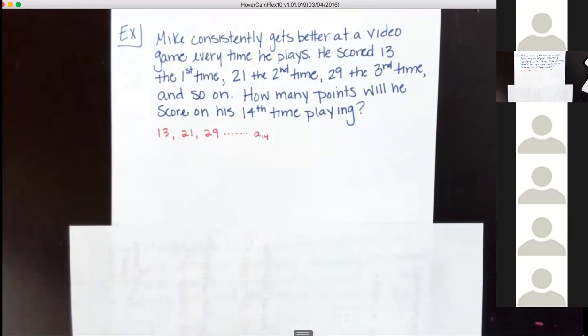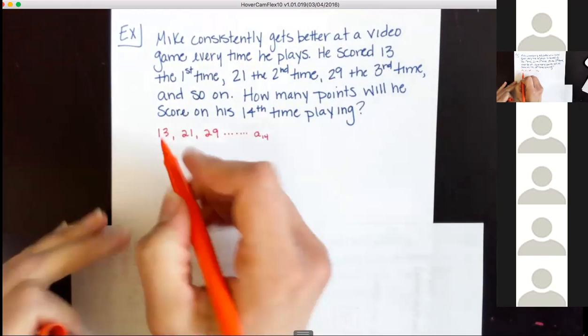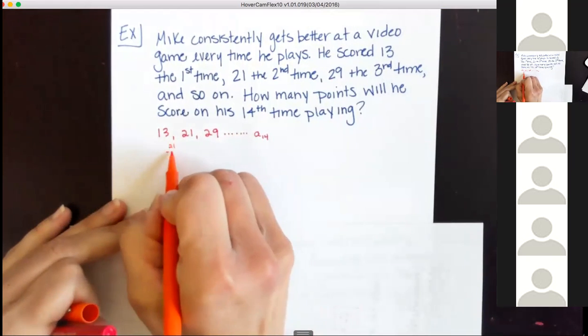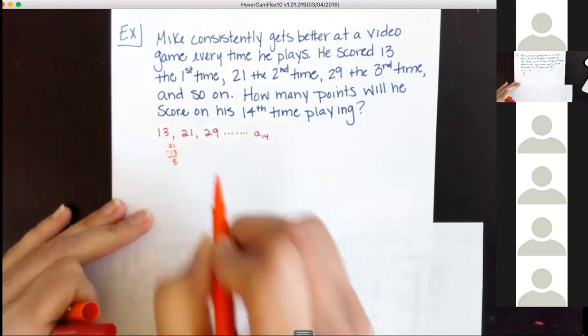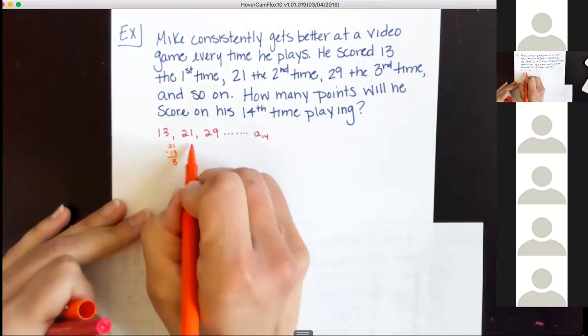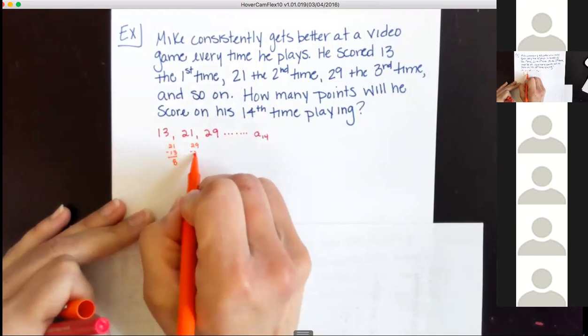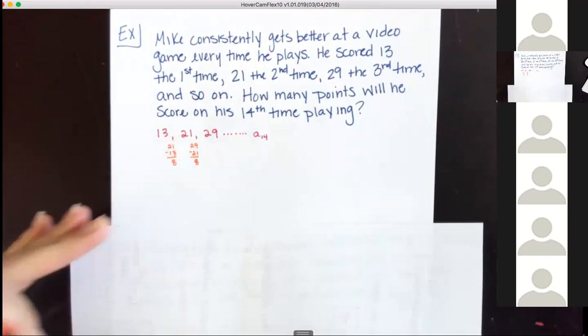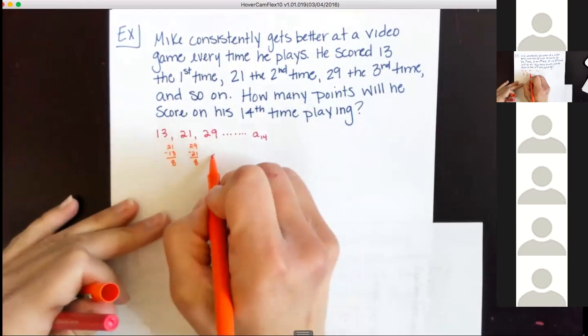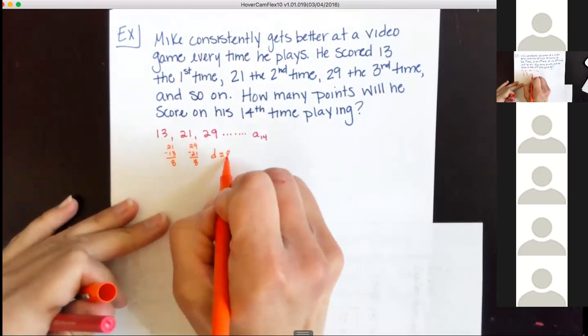So what I want to do is see, do I have this common difference? Well, 21 minus 13 is 8. And 29 minus 21 is 8. So I can see that D is going to be 8.